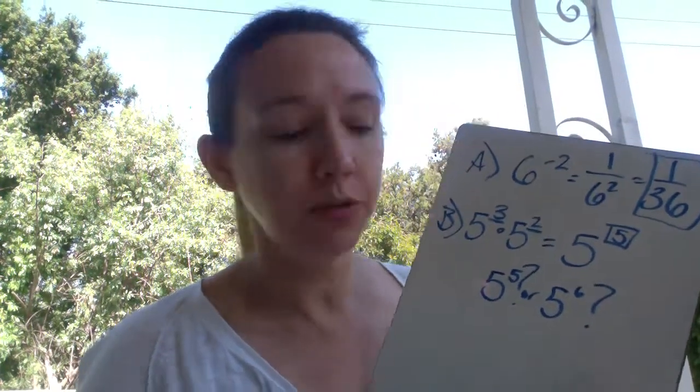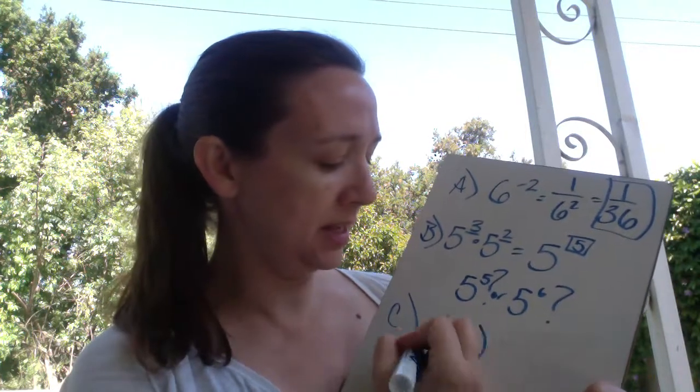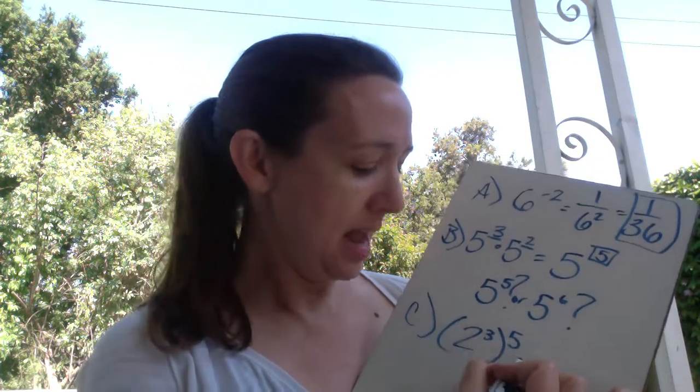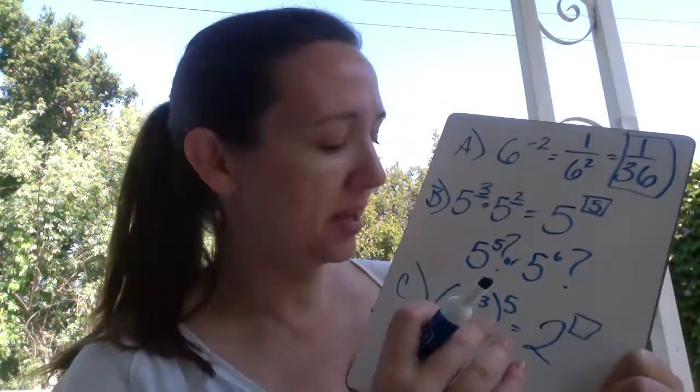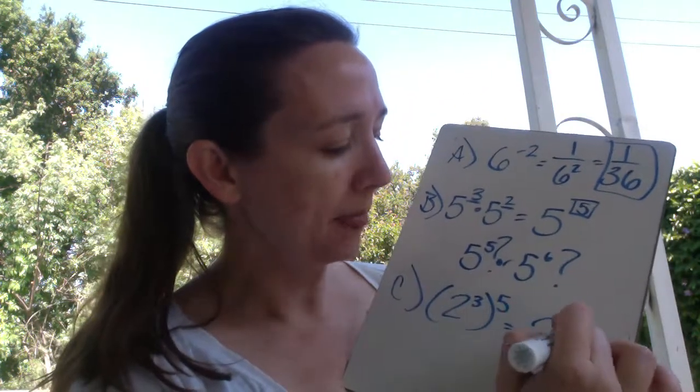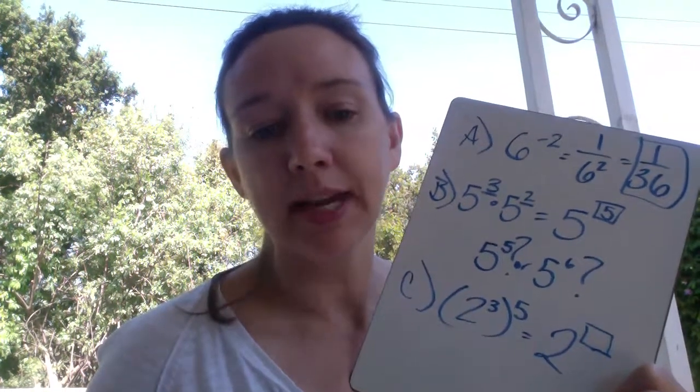Okay, let's do C, which is 2 to the 3rd in parentheses and then a 5 on the outside. Again, on this one, I just want 2 to a power. I don't want you to finish the simplification all the way. I want you just to get that far. Okay, put your answer down. We'll check it in a second.